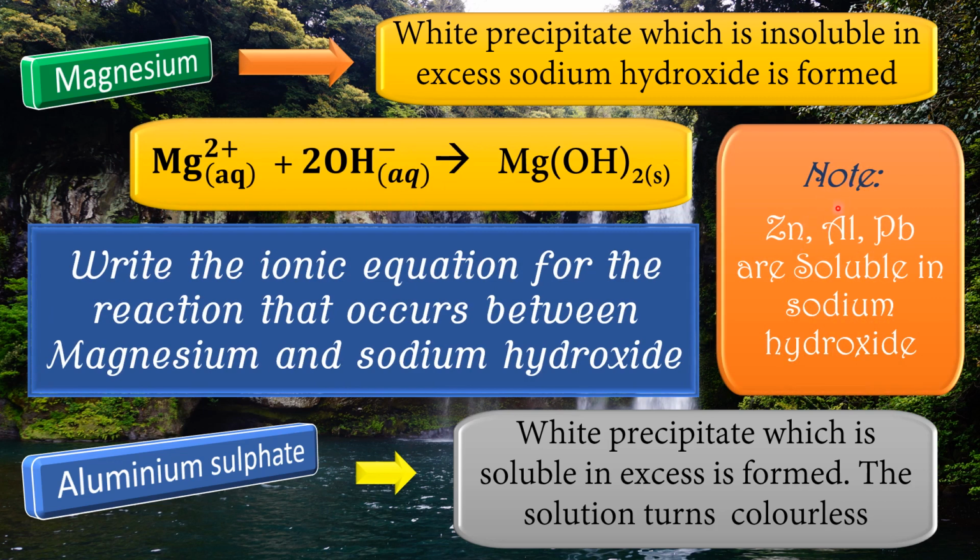We should take note that zinc, aluminium, and lead hydroxides are soluble in excess sodium hydroxide. So when we add sodium hydroxide to solutions of zinc, aluminium, and lead, they will form a white precipitate, and that precipitate dissolves in excess sodium hydroxide.